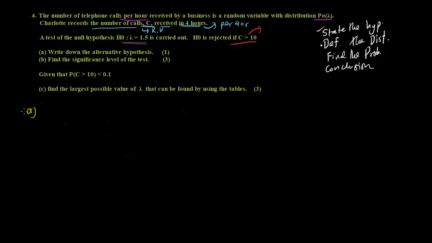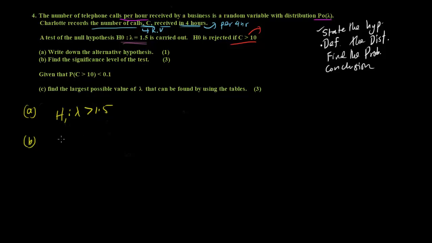So let's start with A. Write down the alternate hypothesis. So it is going to be H1. The value of lambda would be equal to for null hypothesis, and it would be greater than, because it is greater than over here, for alternate hypothesis. So question number B. Find the significant level.